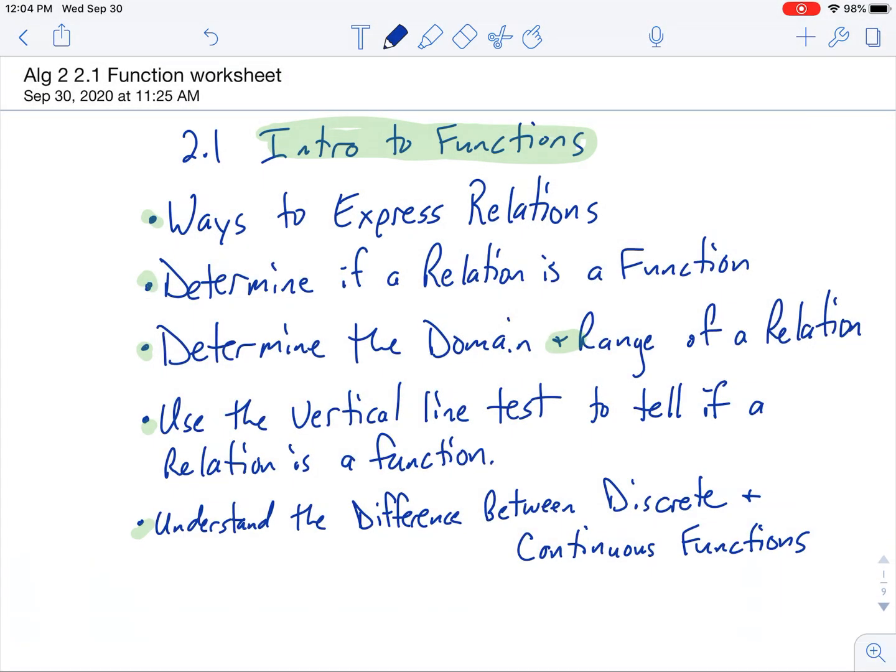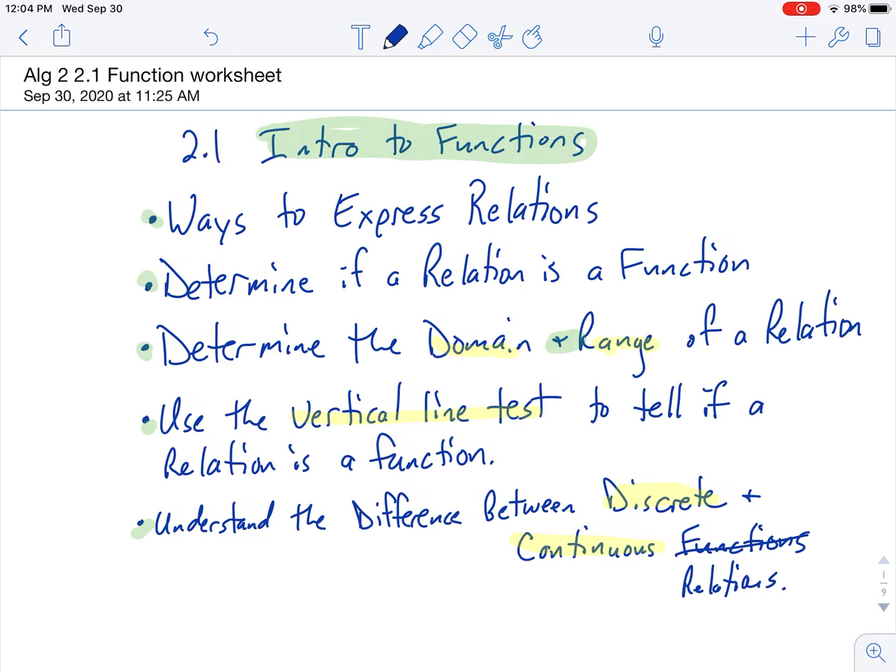But we are going to look at different ways to express relations, ways to determine if a relation is a function, and how to determine what is referred to as the domain and range of a relation or a function. Use something called the vertical line test to tell if a relation is a function, and then determine the difference between what are referred to as discrete and continuous functions. Or to be quite honest, this should be relations. And I'll talk about that in a minute.